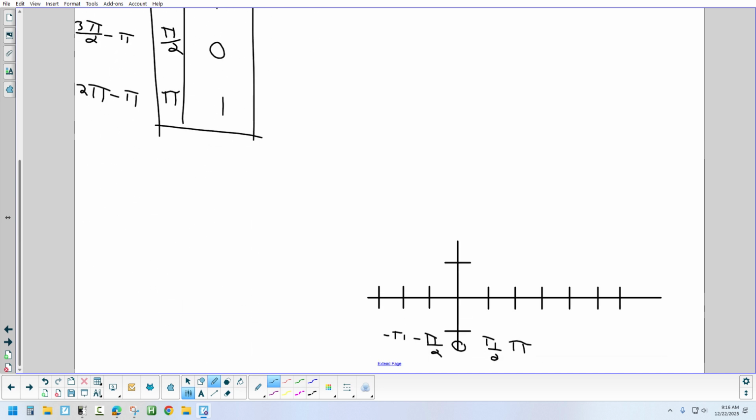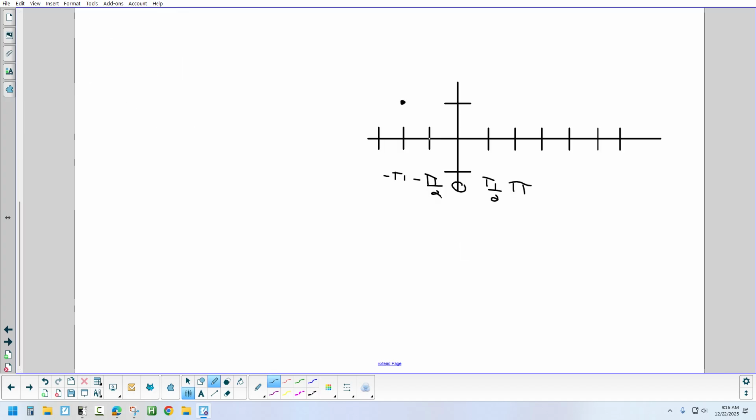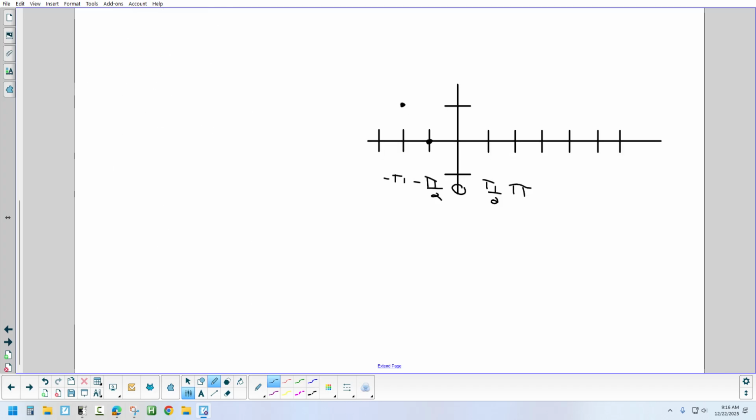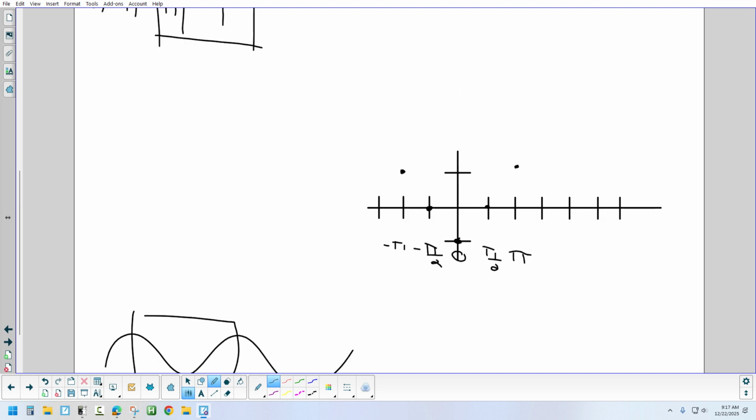Okay, and we're starting at 1. So 1, 0, and then 0, negative 1. 0, back to 1. Now it looks kind of like a V shape, but remember, it should not have a sharp point to it anywhere. Try to make it look curved, like this. Any questions on that?